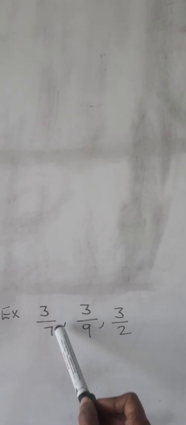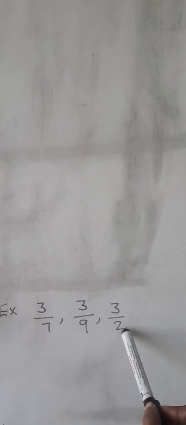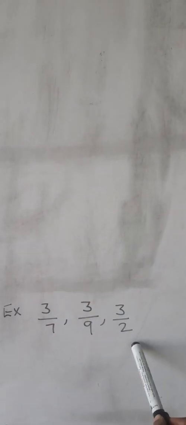So here 3 upon 7, 3 upon 9 and 3 upon 2. So 3 upon 2 will be the greater fraction among these three.